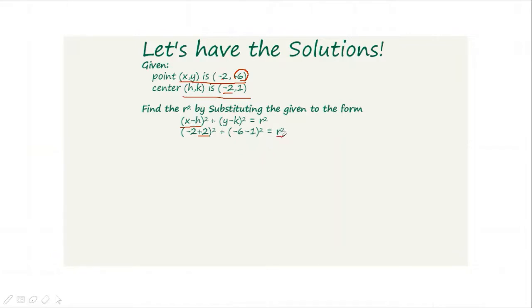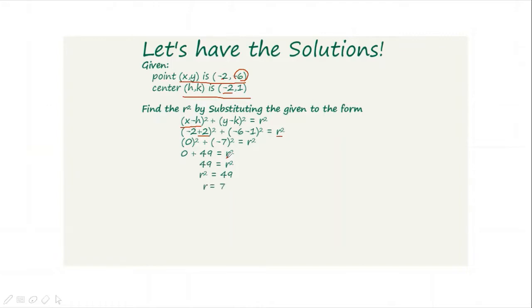Simplify to find the r square. Negative 2 plus 2 is 0, so 0 square is 0. Negative 6 minus 1 is negative 7, then square equals r square. Simplify again: 0 square is 0, and negative 7 square is 49. Again, positive 49 equals r square. So we can say that r square is equal to 49.